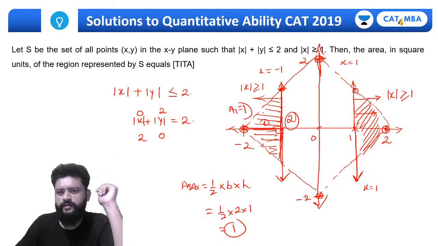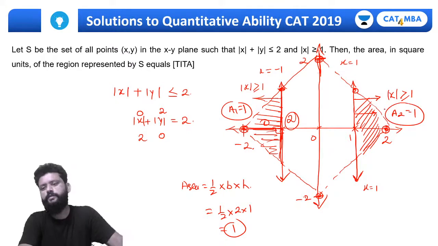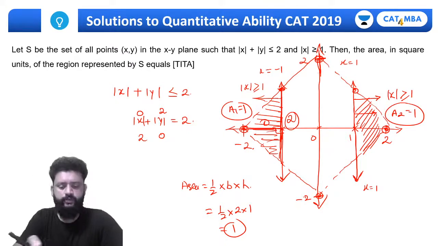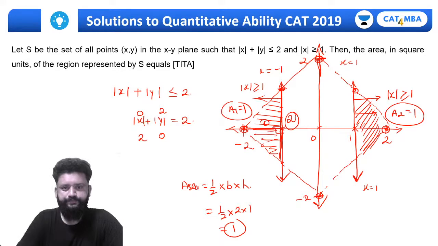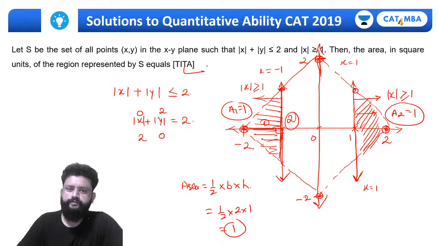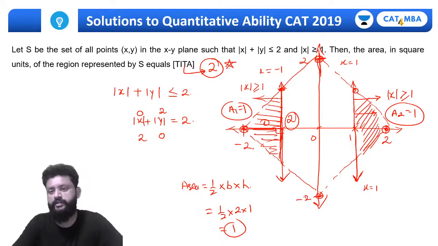A1 is 1, A2 will also be 1. So the final answer for this question will be... that's a really easy, simple question if you are able to draw the diagram.